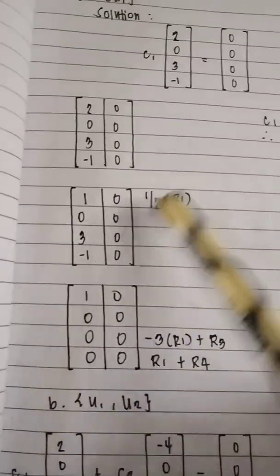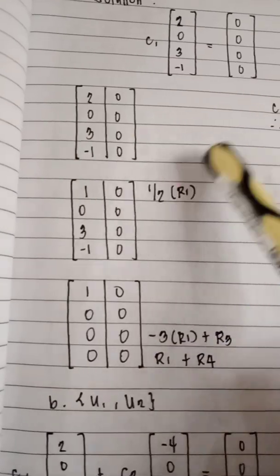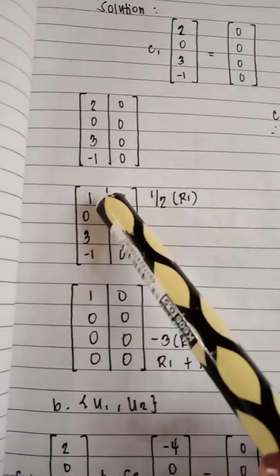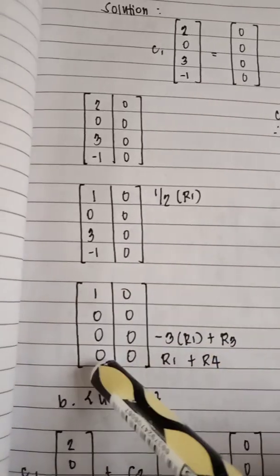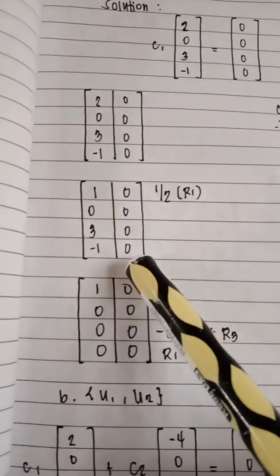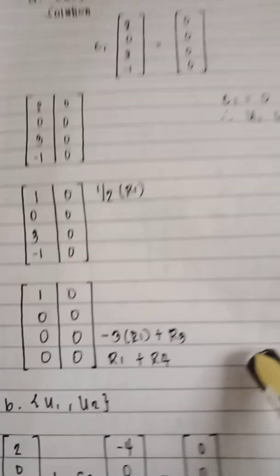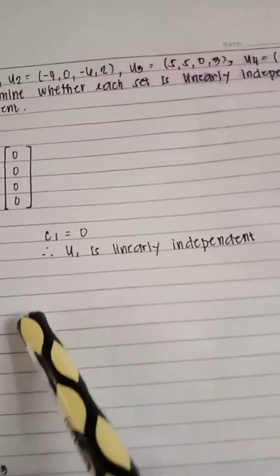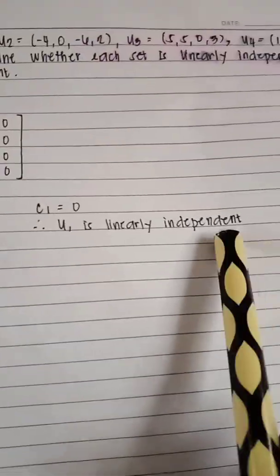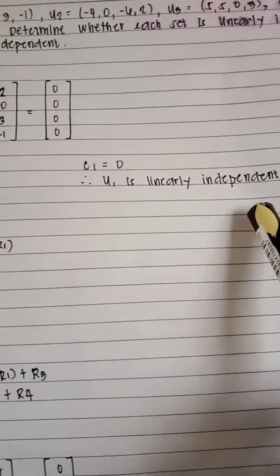In row 4, R1 plus R4. So, 1 plus negative 1 is equal to 0. 0 plus 0 is equal to 0. So, our C1 is 0. So, therefore, U sub 1 is linearly independent.